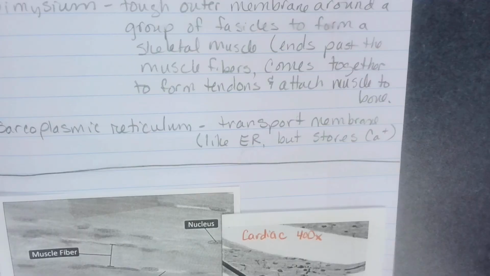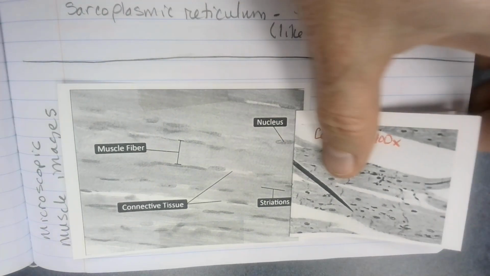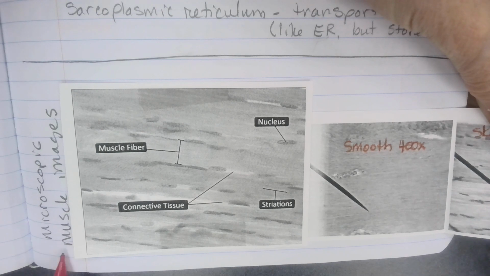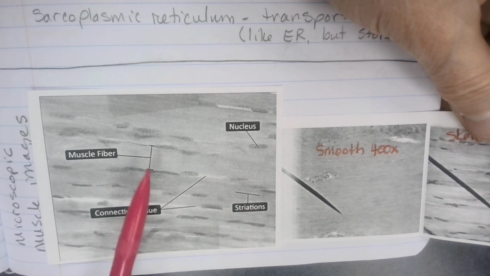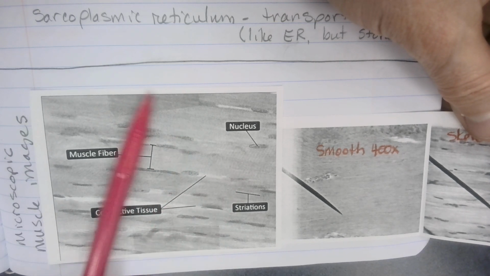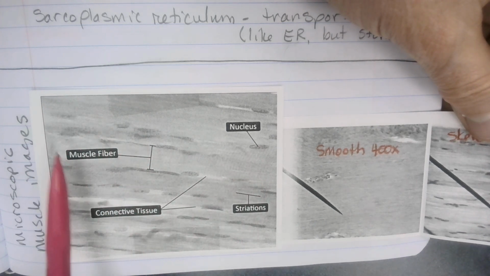Then underneath we have our microscopic images. These should go down here. Here are our microscopic muscle images. We have our striations. This is a muscle fiber right here, with connective tissue holding it together, and you should have a color picture, so it's probably going to look a little bit better. Nucleus: there are lots of nuclei in muscle cells.